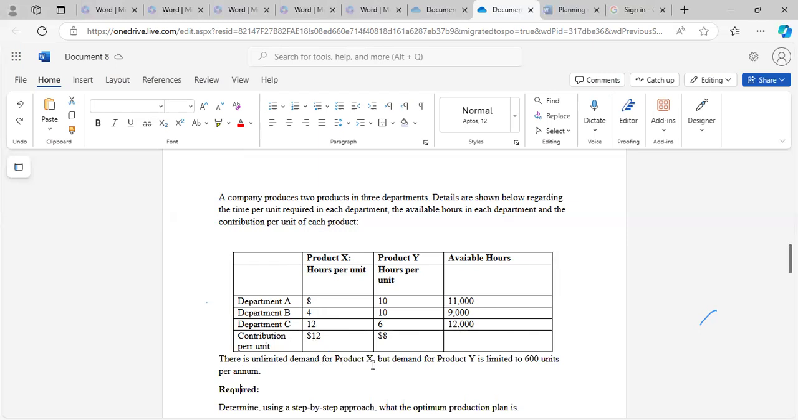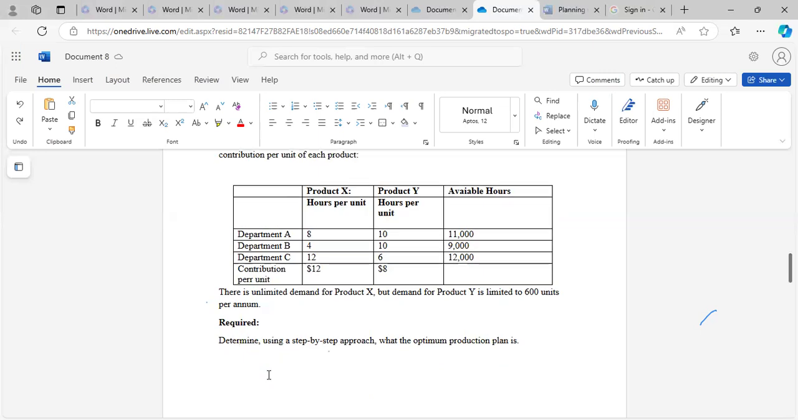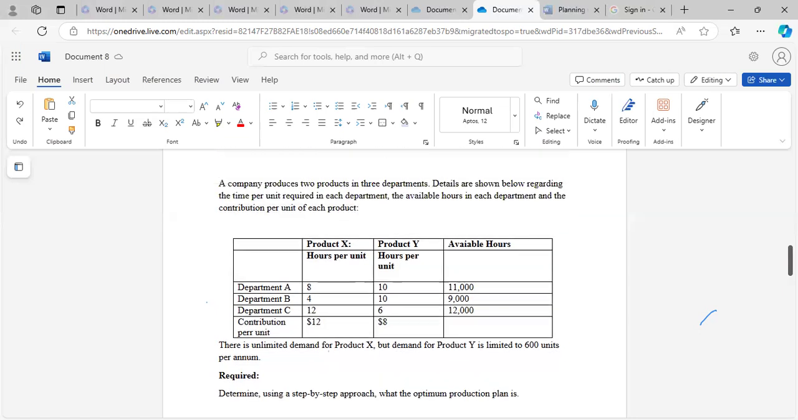There is unlimited demand for X. There is no limitation of demand for X, but the demand for product Y is limited to 600 units per annum. You can sell a maximum of 600 units of Y, not more. So determine, using the step-by-step approach, the optimal production plan. Please take a picture of this question. We will solve this question by using all the steps I already discussed with you.